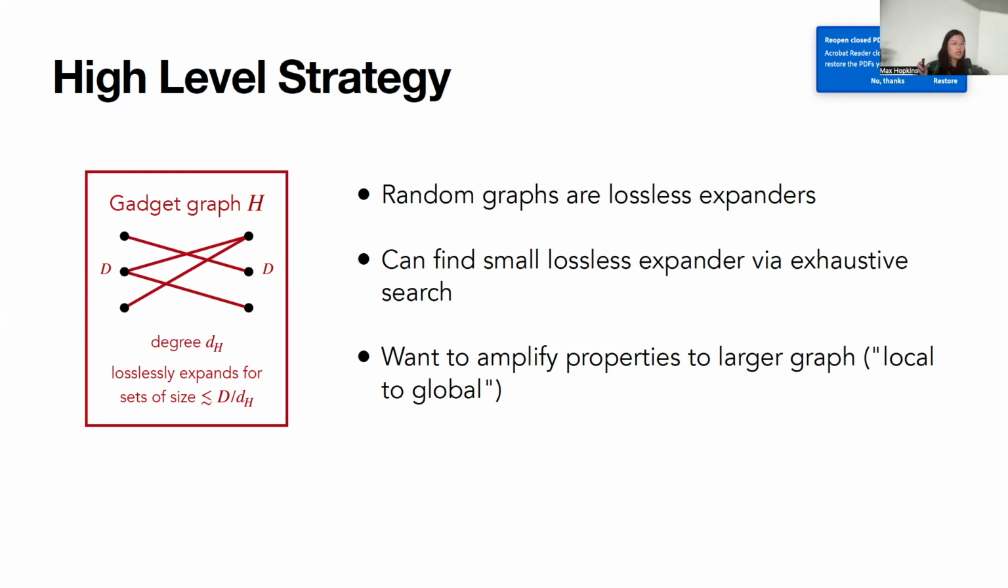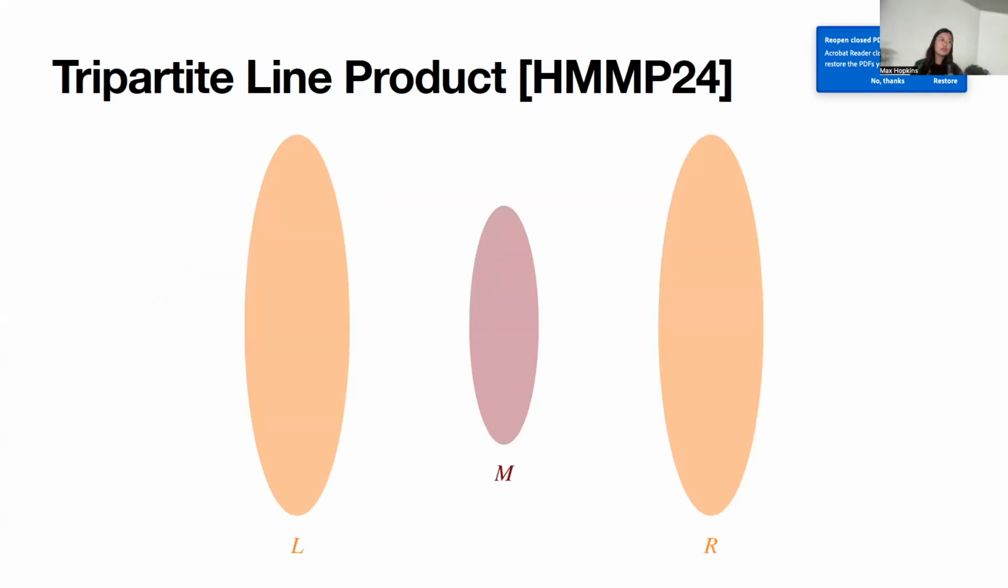Maybe let me tell you a bit more about how we actually overlay the gadget graph H. We do this via what's called a tripartite line product. This tripartite line product consists of 3 sets of vertices: a left set, a middle set, and a right set. In the final construction, only the left and the right are actually going to be in the construction. The middle is just there to inform how the construction is built.